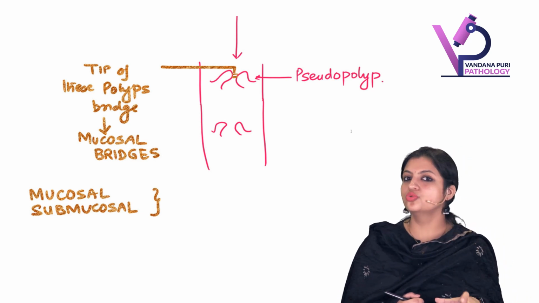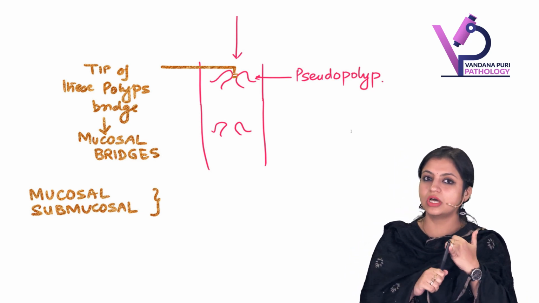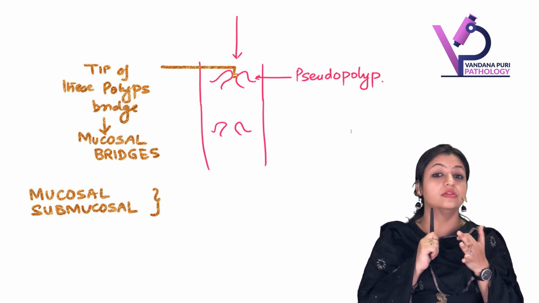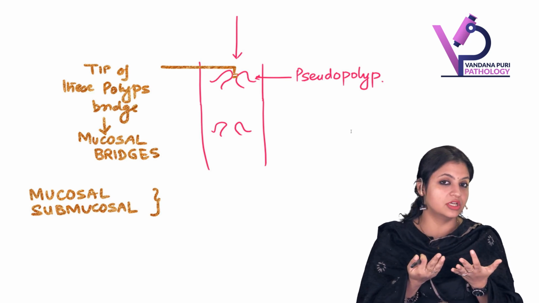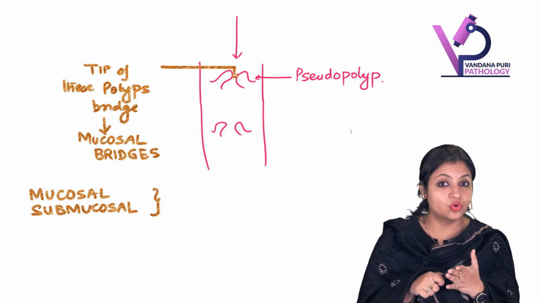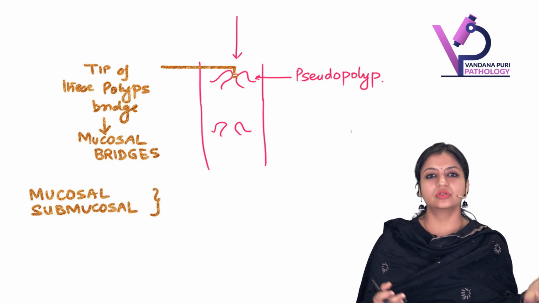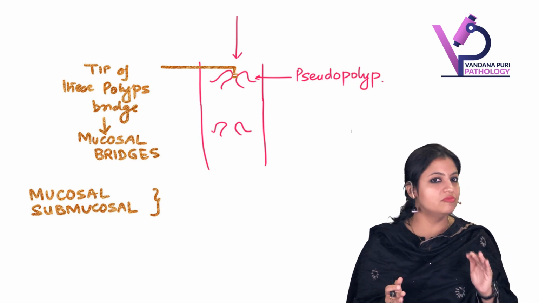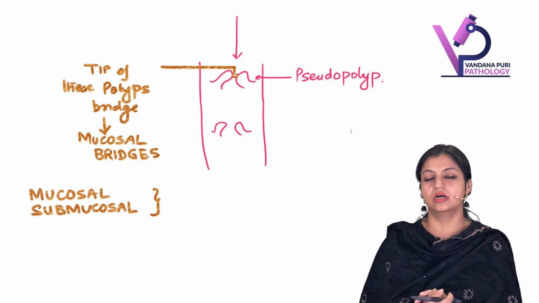Now, because it is not through and through disease, there will be no fistula, there will be no fissures, there will be no response of the intestine to this. So, no strictures, no fibrosis, nothing. Okay, so it is a very superficial disease involving only mucosa and submucosa.